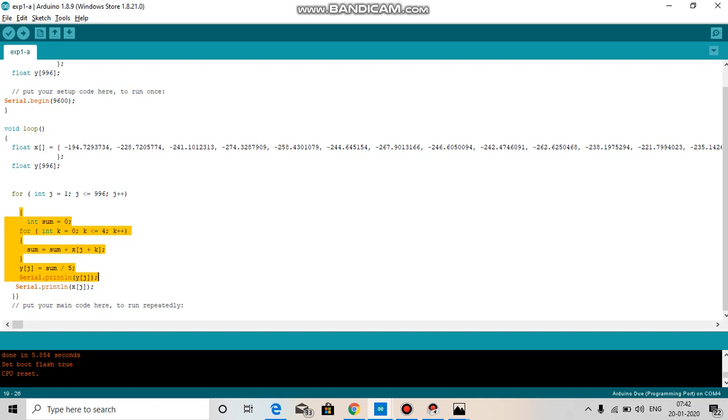Where for int k equals 0, k less than or equal to 4, k plus plus, and this is the main one, sum equals sum plus x of j plus k, in which I will get the moving average filter.